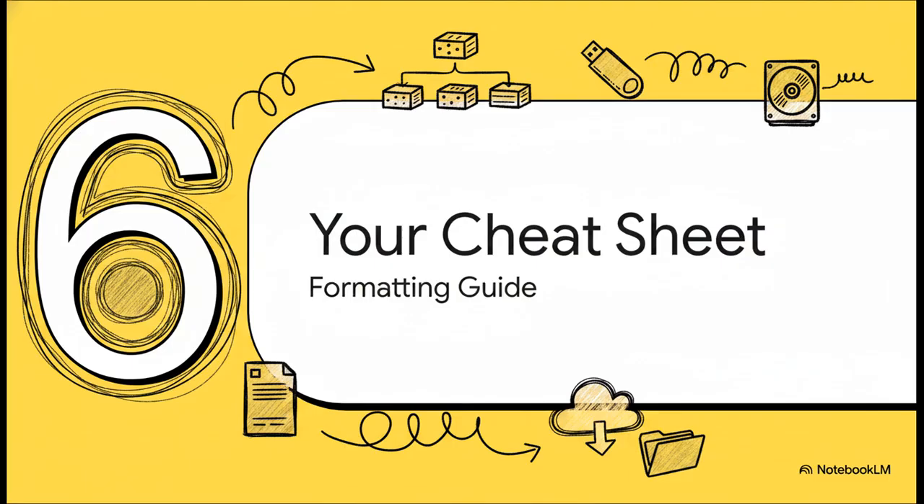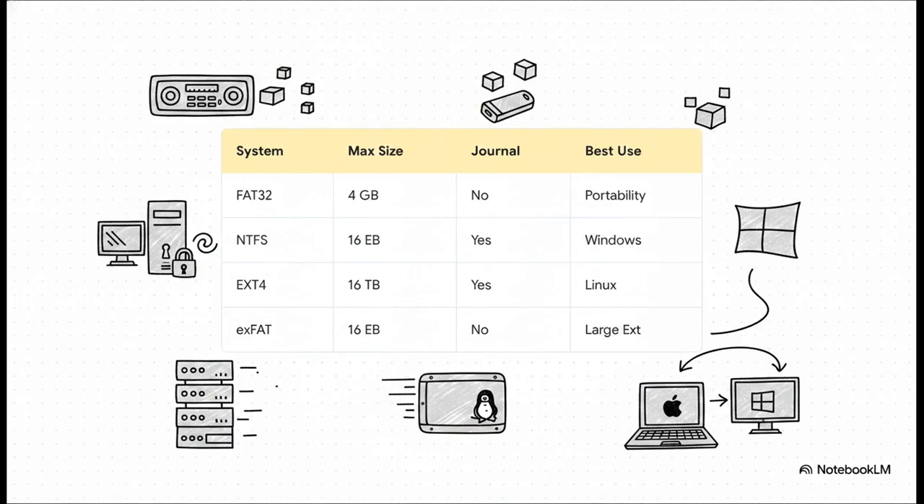Section 6, your storage cheat sheet. Here's the absolute distillation of everything we've covered today, your highly actionable guide. If you're formatting a drive, use this approach. Need maximum portability for older devices, car stereos, or just basic USB sharing? Use FAT32, but remember, no massive files. Are you setting up an internal Windows drive or an external drive you'll only ever plug into a Windows machine? Go with NTFS for maximum security and journaling.